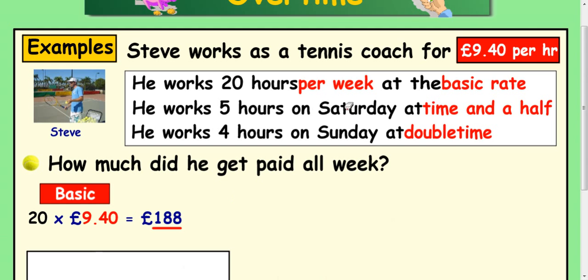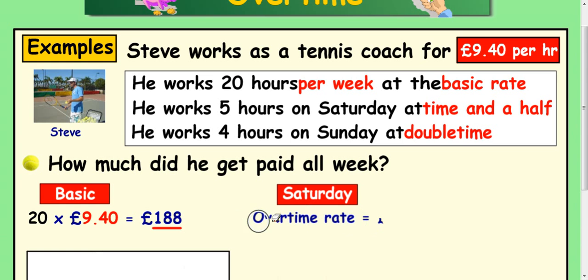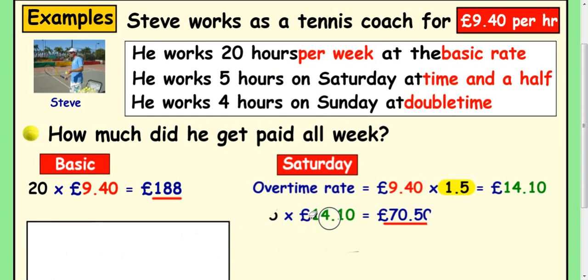Right, next we'll move on to the Saturday. Put a wee heading, Saturday. Now we need to work out what his overtime rate is, because he's getting time and a half on a Saturday. If I multiply the 9.40 by 1.5, I'll get my answer. So he's getting £14.10 on the Saturday for every hour he works, but he's working 5 hours. So times it by 5, and that's what you get on the Saturday.